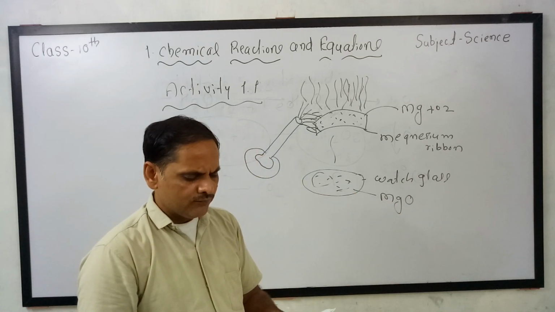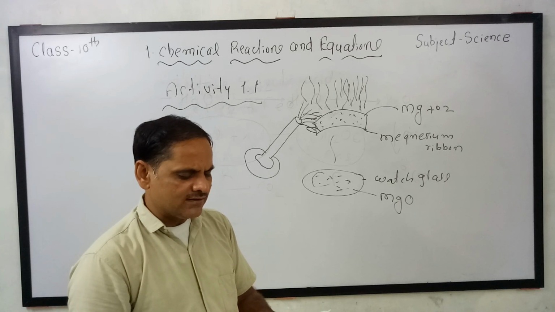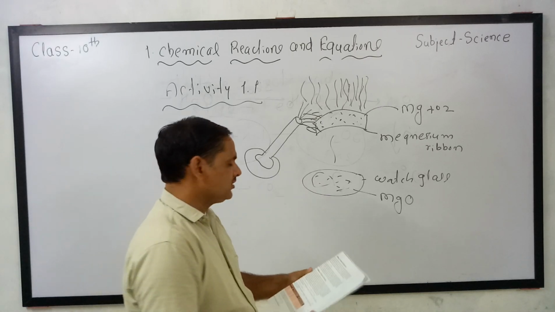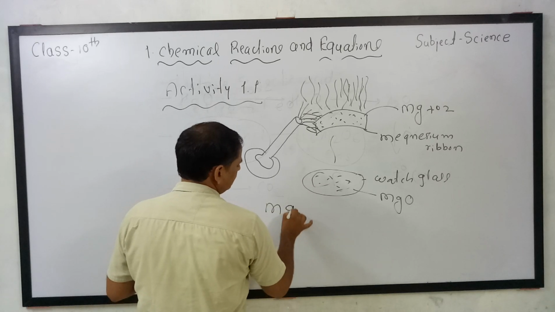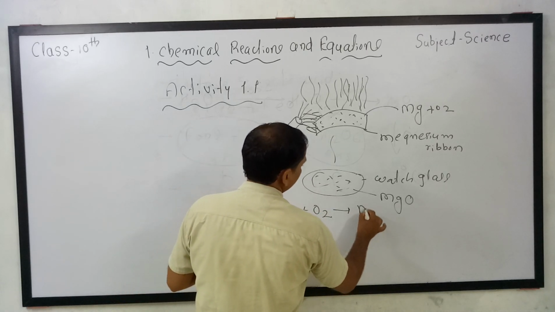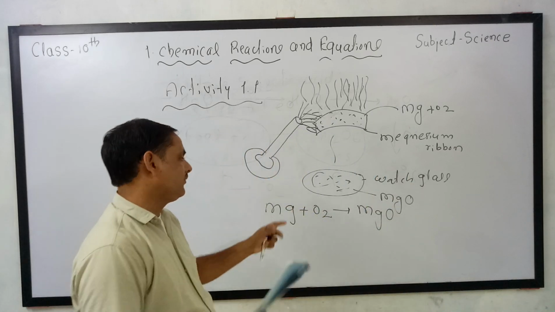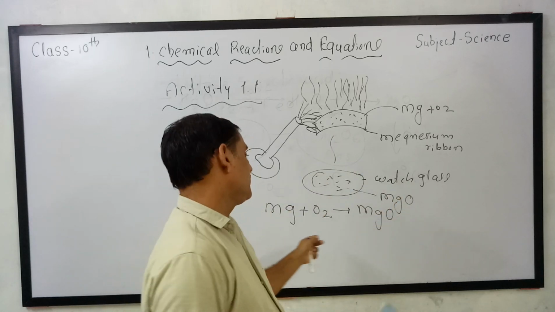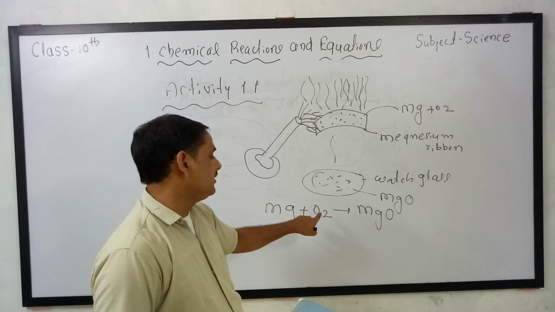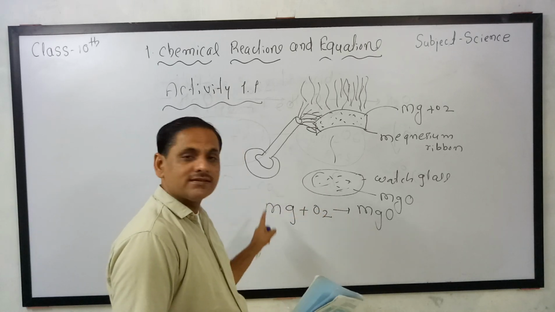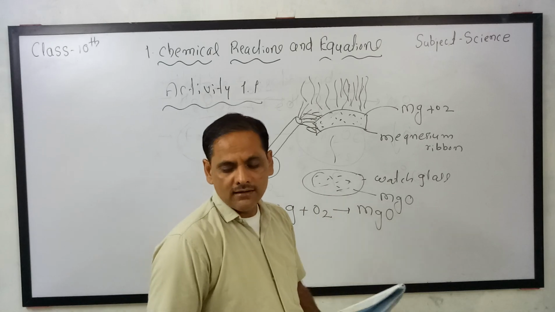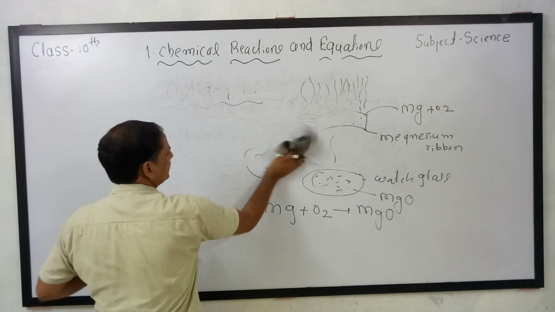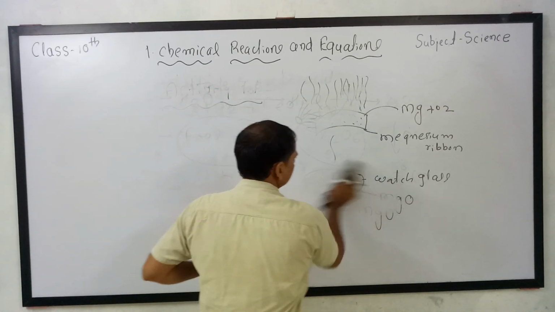It is formed due to the reaction between magnesium and oxygen present in air. This is one type of chemical reaction. When magnesium burns, Mg plus O2 gives MgO. This activity is related to chemical change because the magnesium ribbon burns in the presence of oxygen. This is not reversible, so this equation is an example of chemical change, clear? Activity 1.1 is very important from both points of view.